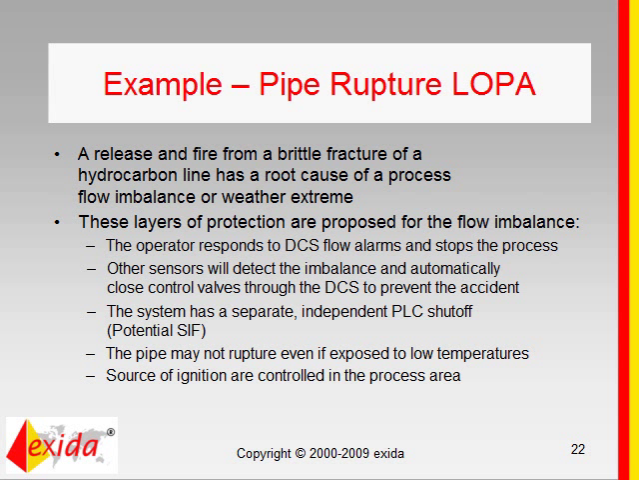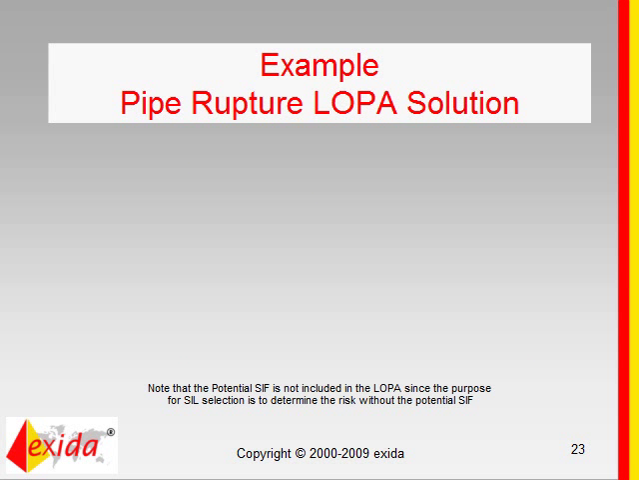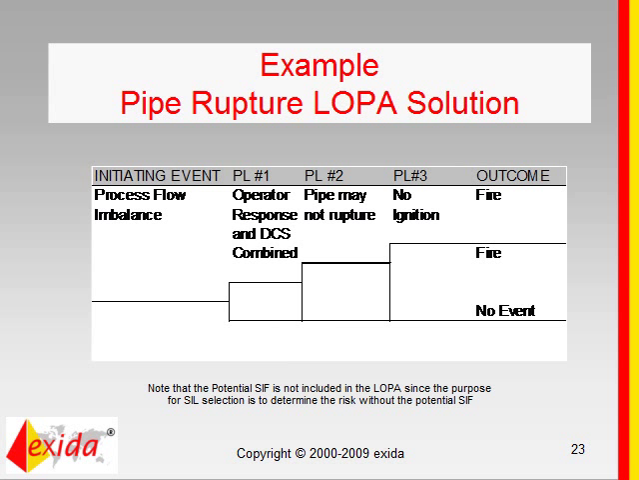Also, operator response to the DCS flow alarm and other sensors will detect imbalance and automatically close the control valve through the DCS. Those two layers are not independent. They both use the DCS. So we need to take into consideration the failure of the DCS killing both layers at the same time. So our layer of protection analysis diagram for this particular case looks something like this.